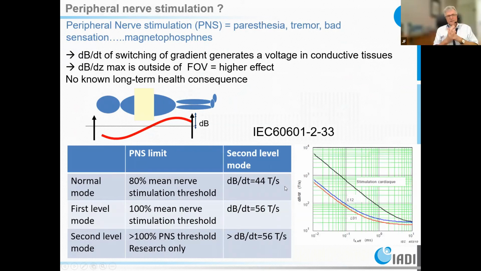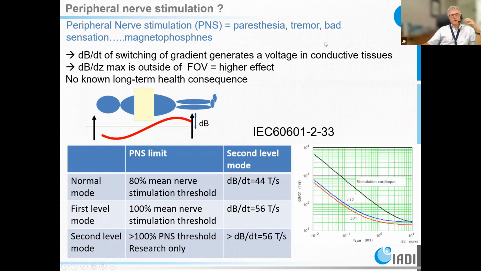The second problem is peripheral nerve stimulation. As I mentioned, we put the patient in the middle here, and here you see the non-linearity of the gradient. Here you have good linearity in the field of view, but outside you go very fast down. And there you have a large dB/dt. The switching of the gradient is higher than what we mentioned before.